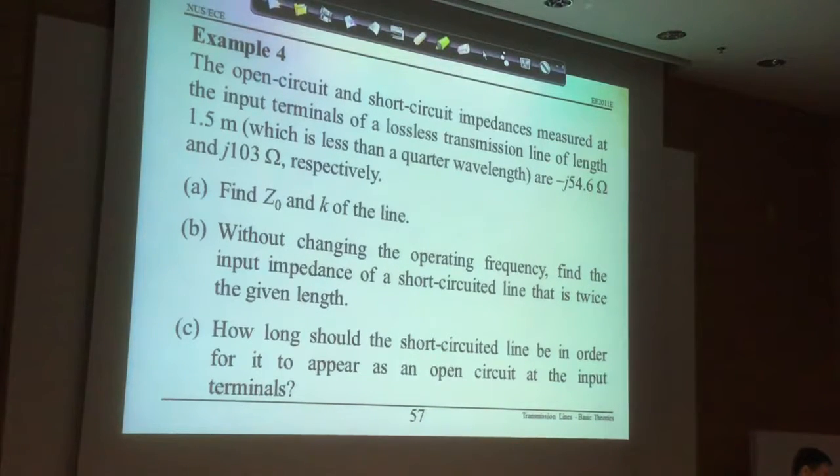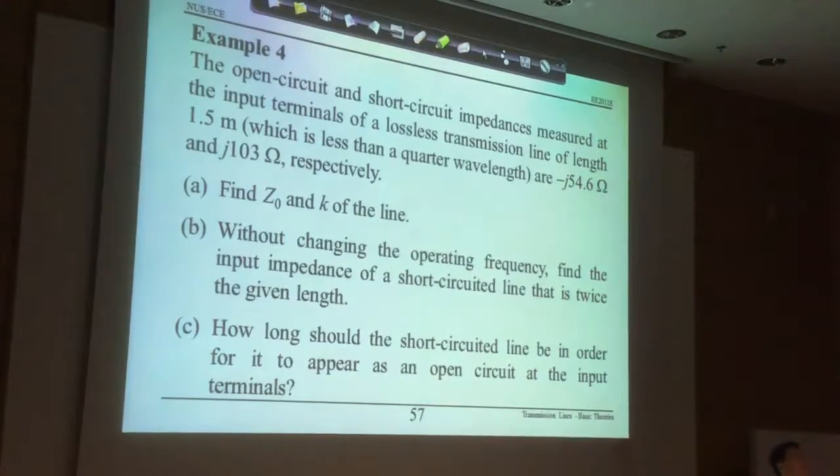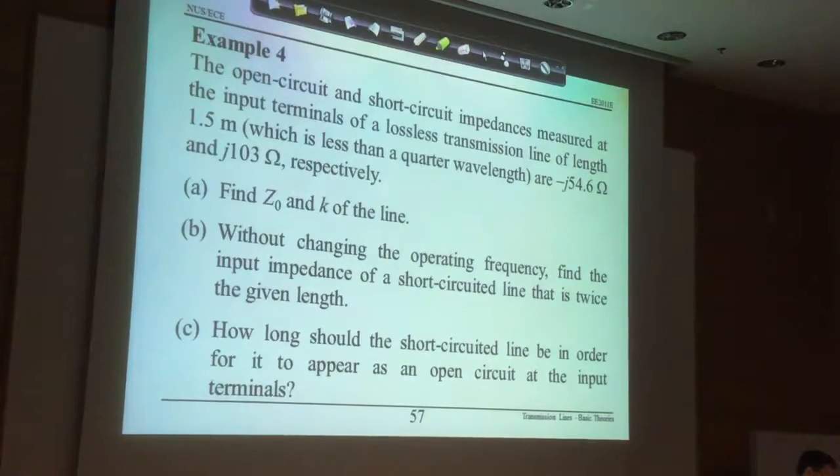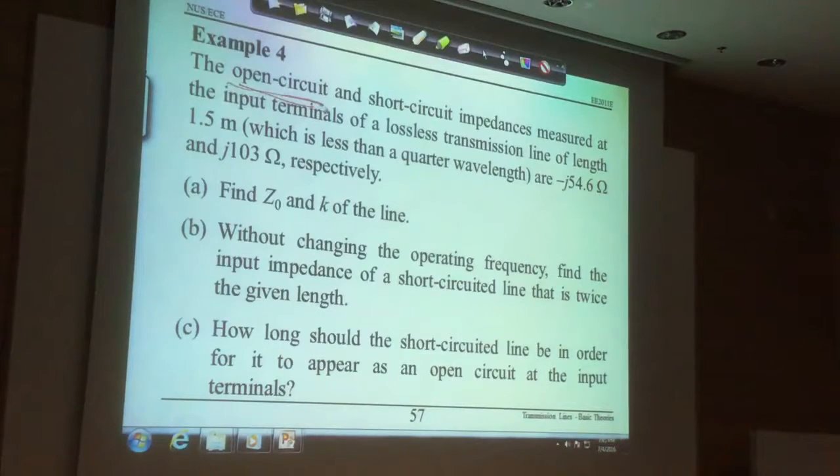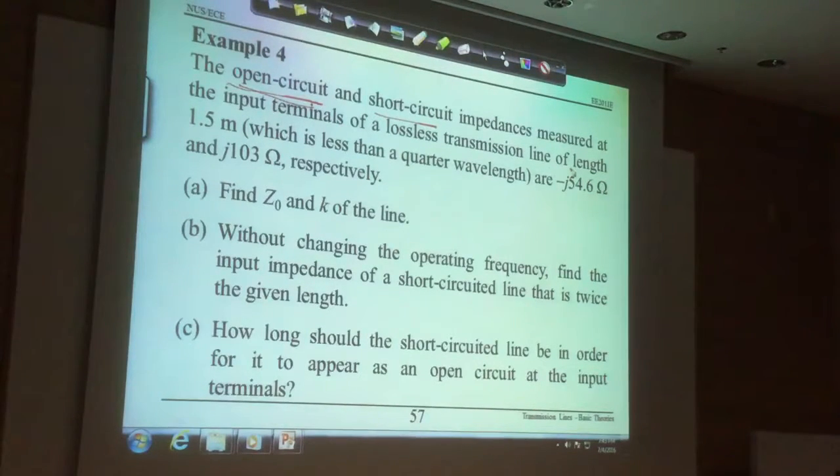Now let's move on to examples. Okay? Some also classical example. Okay, now let's look at the question. What question are we asked to solve? Now the open circuit and the short circuit impedance measured at the input terminal of a lossless transmission line of length 1.5 meter.